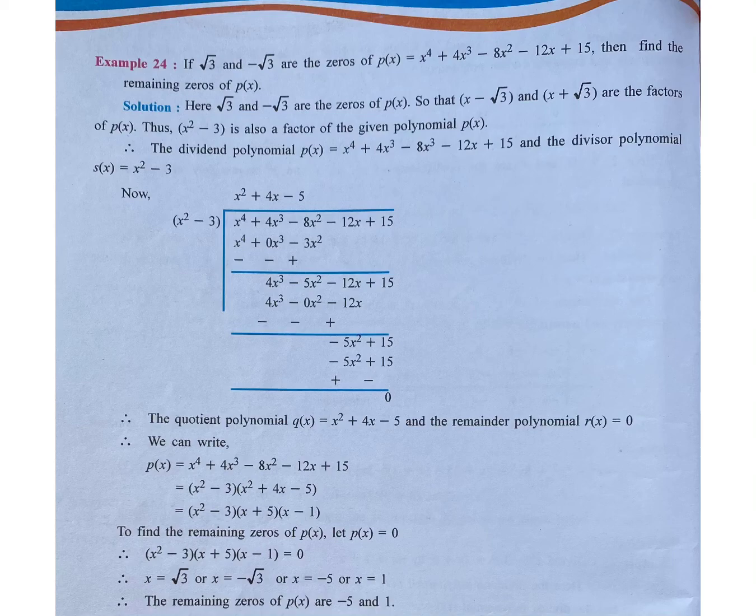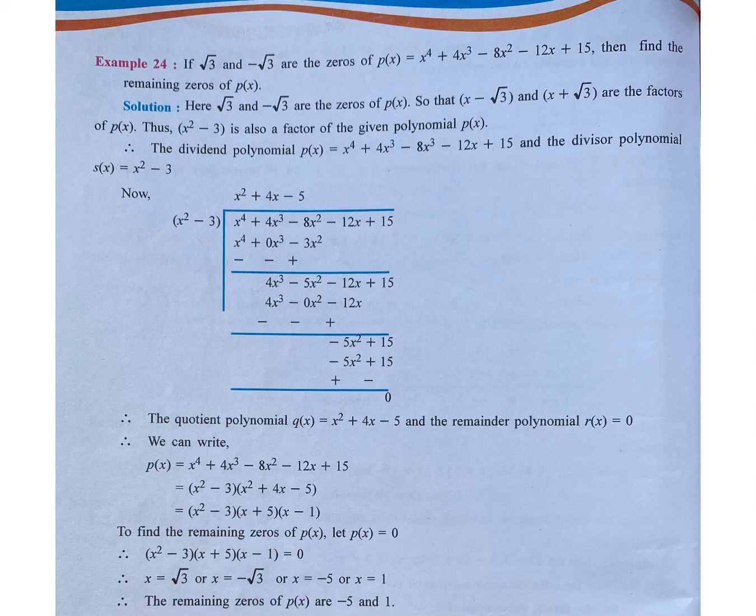On changing the sign and adding, we get 4x cube and minus 4x cube will get cancelled. Minus 5x square minus 0x square will be minus 5x square. Minus 12x and plus 12x will get cancelled and we will take plus 15 downward. Now the next step is divide minus 5x square by x square, you will get minus 5. Now for division, multiply minus 5 into x square, that is minus 5x square, minus 5 into minus 3, that is plus 15.